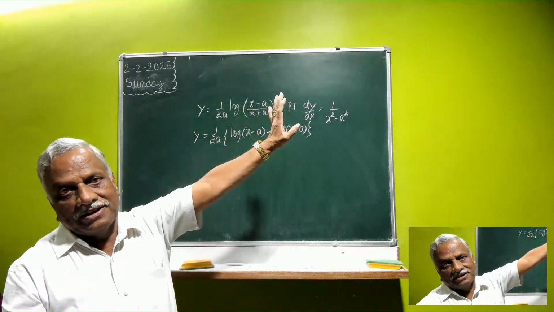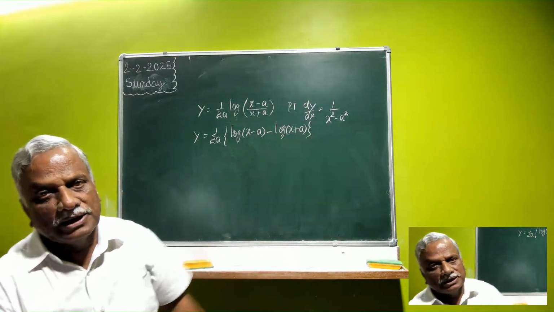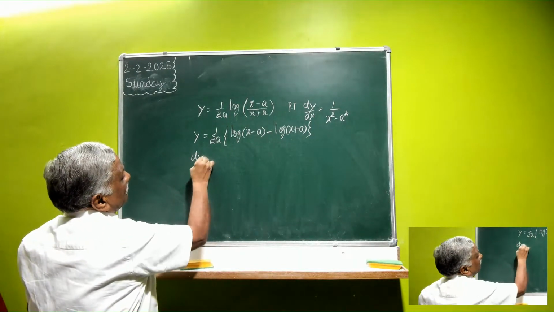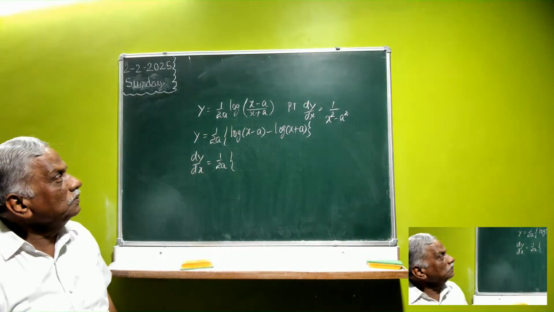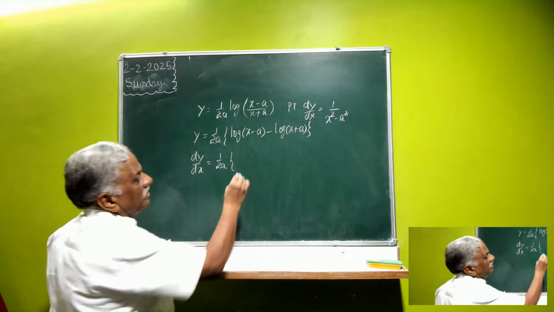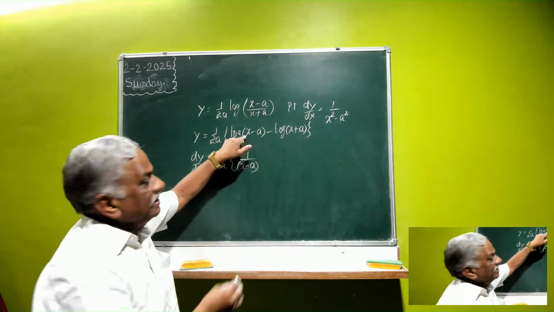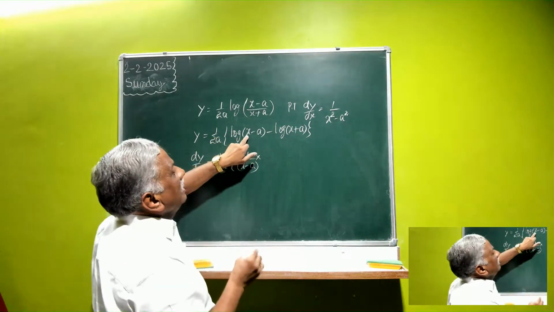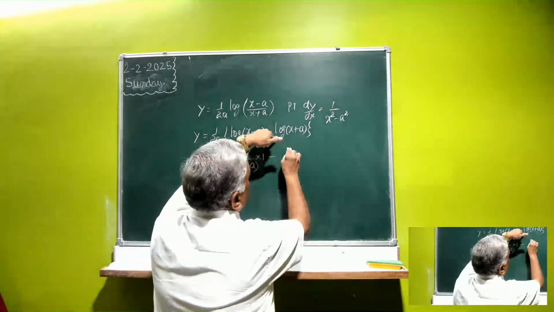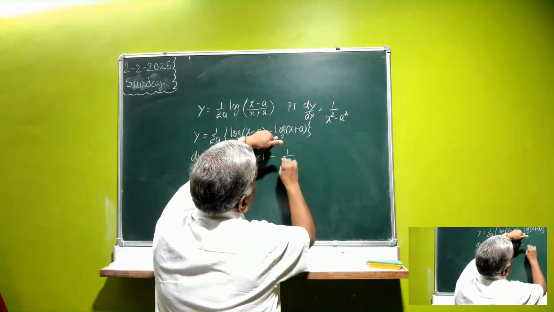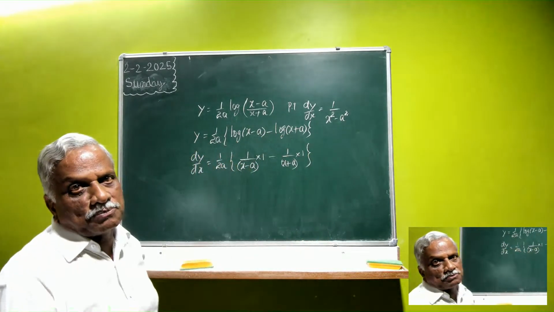Yesterday I made a statement: simplification before differentiation is always better. So this is the simplification method using a formula. dy by dx equals 1 by 2a into differentiate log, it is 1 over x minus a. Now differentiate x, it is 1. A is 0, so into 1 only. Minus differentiate log, 1 over x plus a. X is 1, a is 0. Not much of a difference here because both are plus 1.